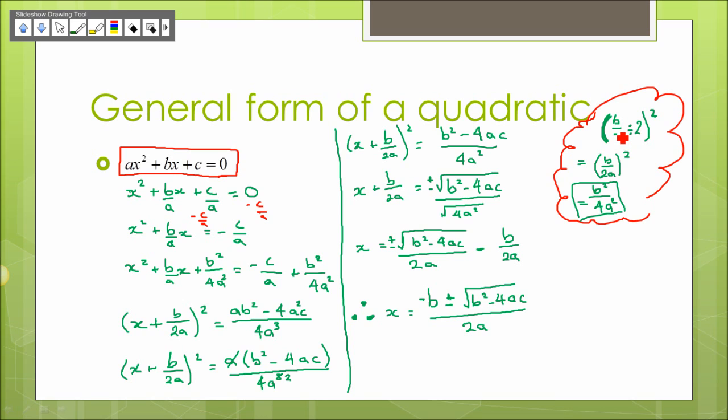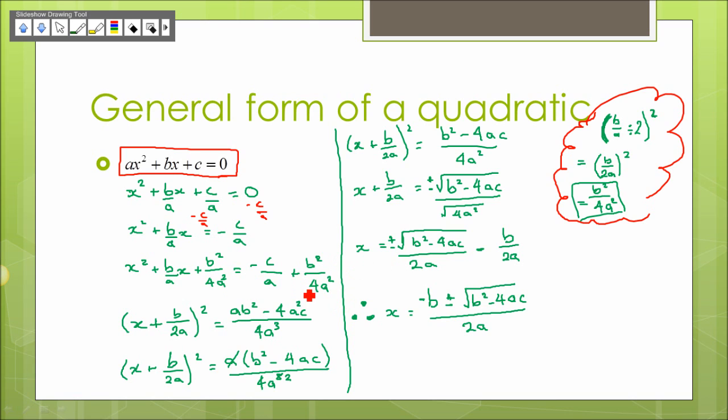I've taken the term b over a and divided it by 2, which is the same as b over 2a, and then I squared it to get b squared over 4a squared, and I put it in here because the next step was to add it to both sides of the equation. So I took my answer over here and added it to the left and the right hand side of the equation.